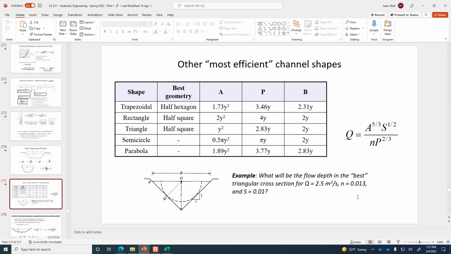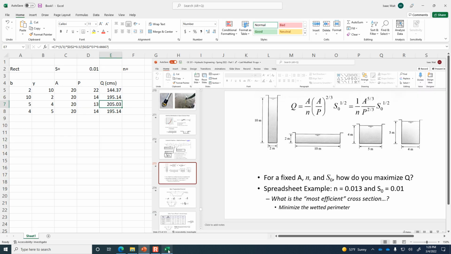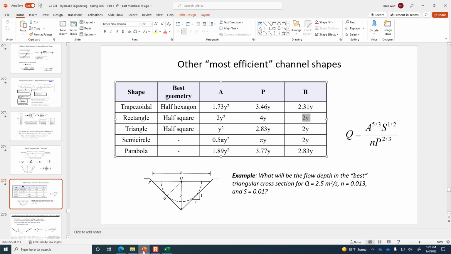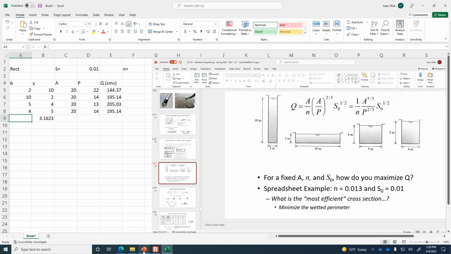So a half square is the most efficient rectangular shape, and so it's going to have an area of 2y squared, a wetted perimeter of 4y, and then a b. If it's rectangular, the top and the bottom width are the same, 2y. So let me just show you here. If we had a depth that was 3.1623, and a B, what did it say the B needs to be? 2 times y. Okay, so 2 times that.